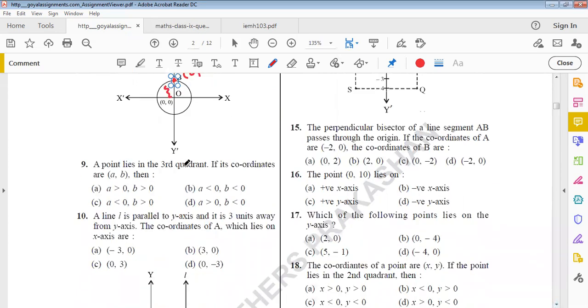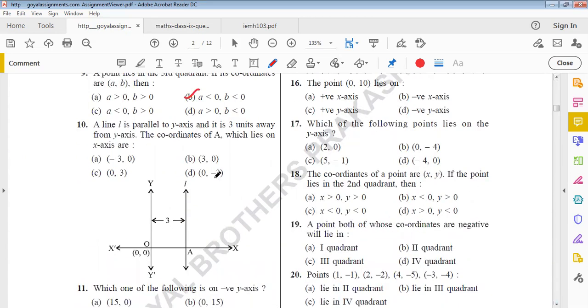Now your point lies in the third quadrant, both are negative. So it means A is less than 0, B is less than 0. Yeah, next. A line L is parallel to the y-axis and is 3 units away from the y-axis. The coordinates of A here: it is in the positive direction. So then what you can write? 3, 0.